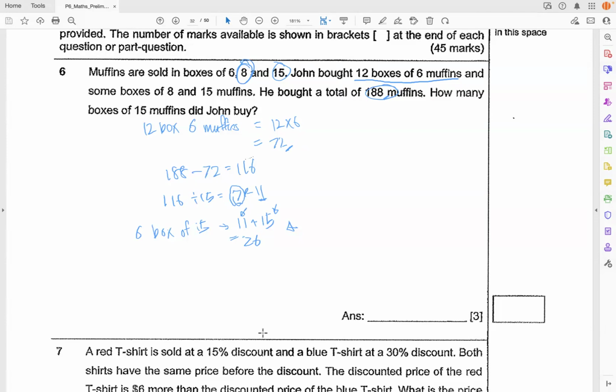26 cannot be divided by 8. Okay, so this is also wrong. Any question? Of course, the shortcut would be the other way, like this.